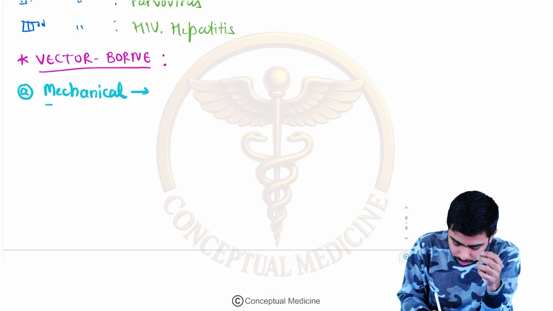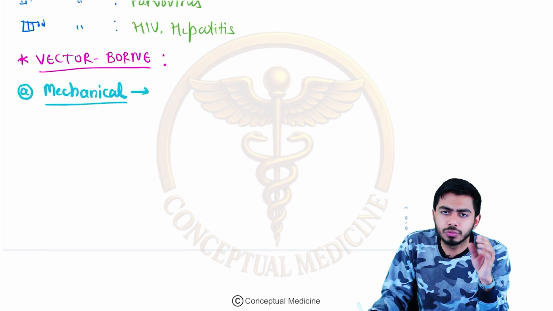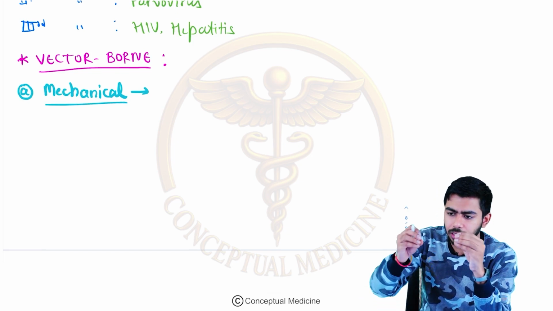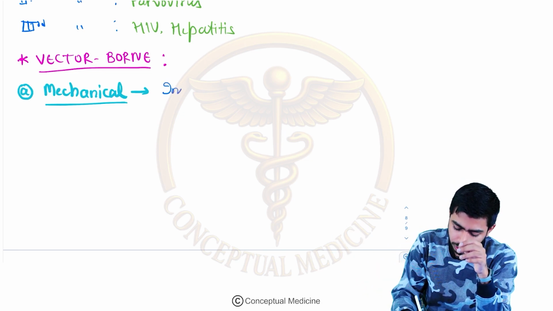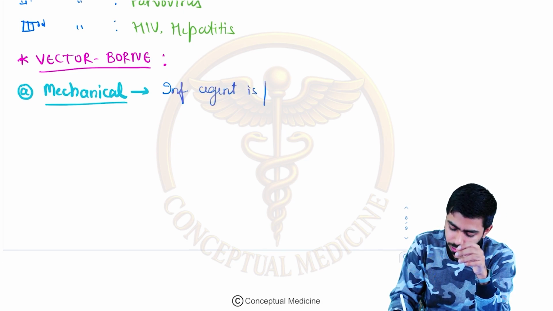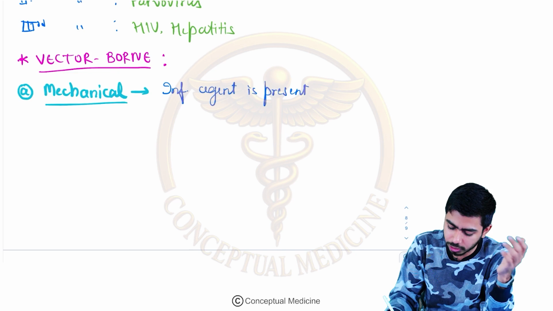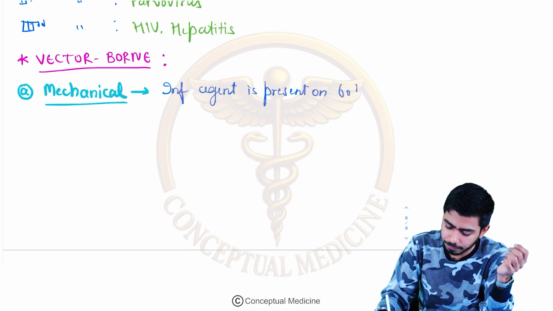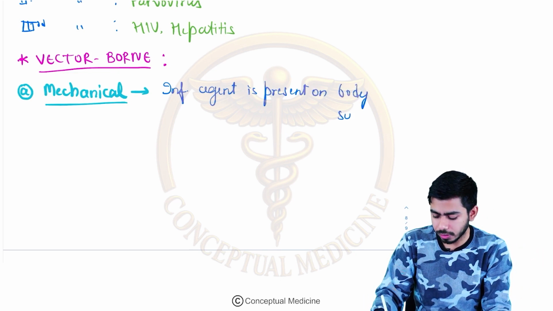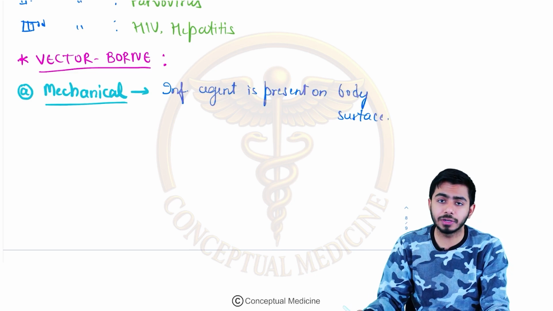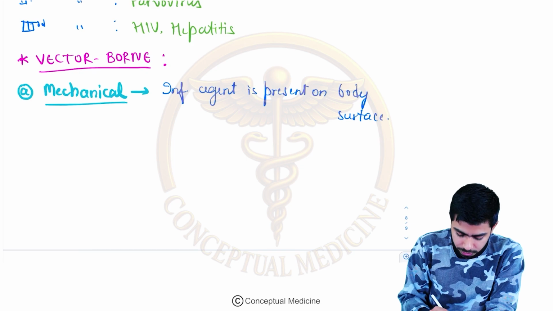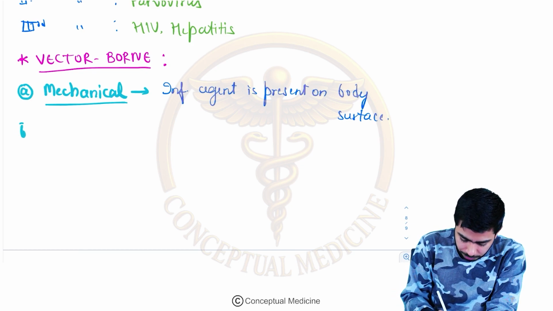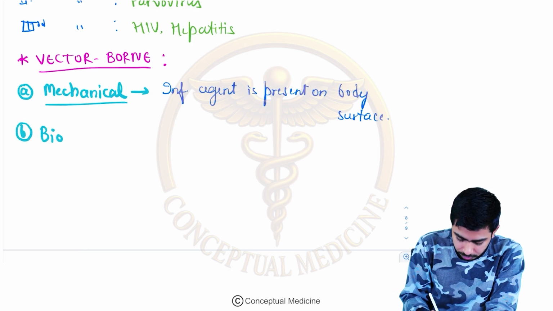Okay, mechanical. In the mechanical, very simple. Please do understand that mechanical means basically the infective agent is present on the body surface, and if he is spreading the infection, then it is the mechanical host of this vector-borne disease. Second one is your biological, right?